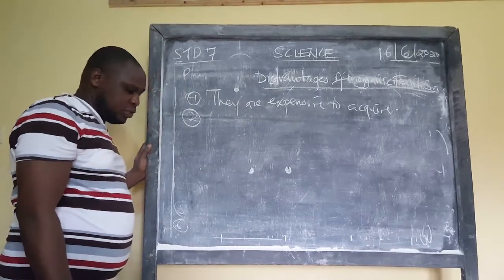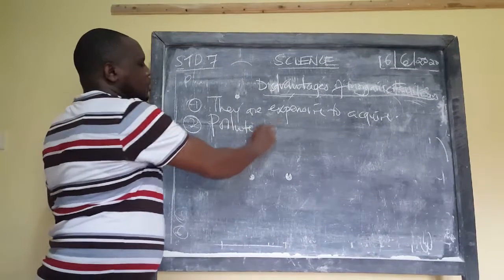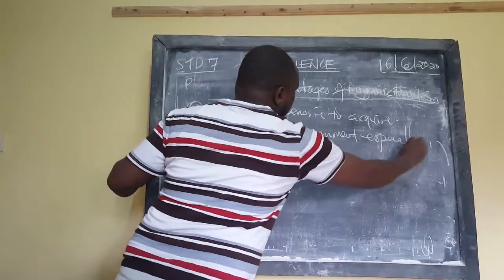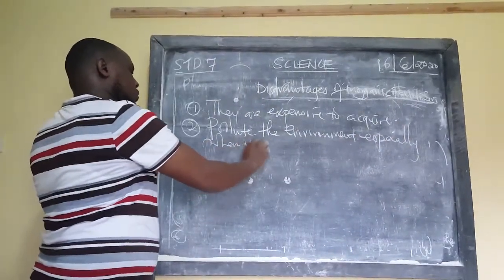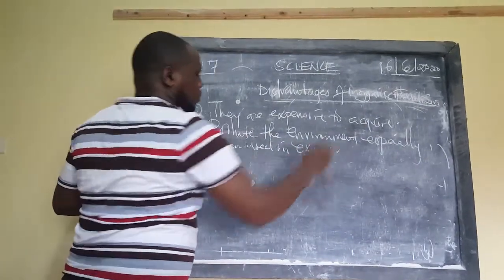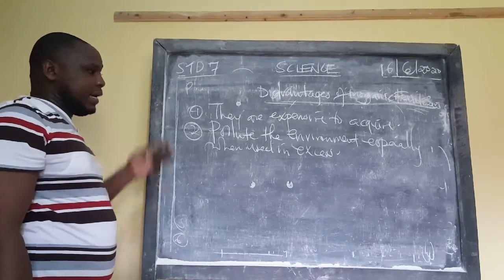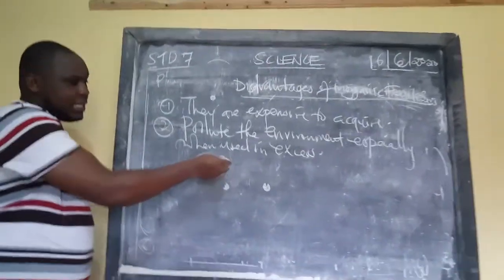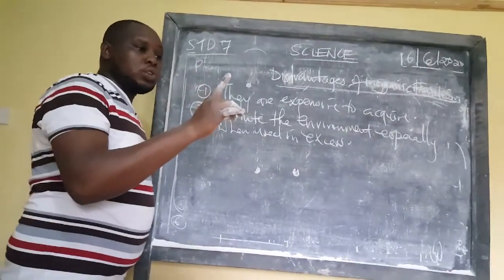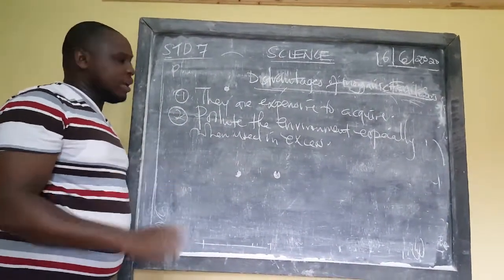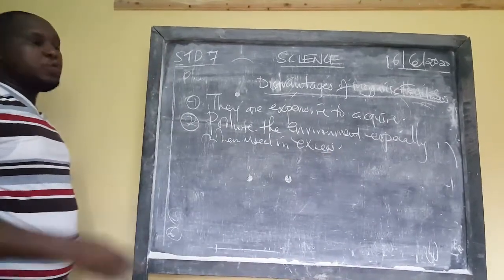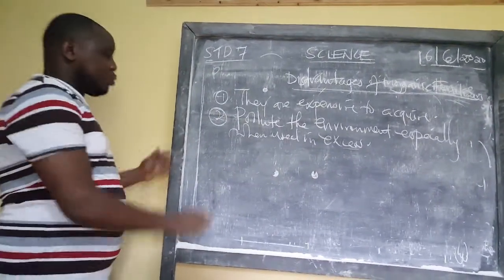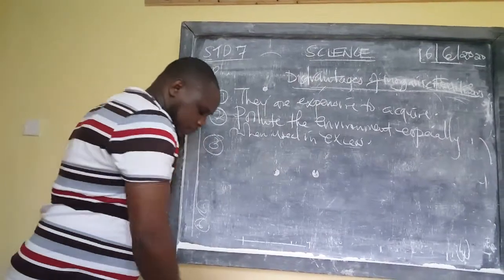They pollute the environment, especially when used in excess. What does that mean? If they are used in excess, they are left on the soil, and remember what we did when we were talking about water pollution, that excess fertilizers will be carried by rainwater into water sources, and so the water will be polluted because of the chemicals found in them. That is exactly what happens here. If you use in excess, the plant will use exactly what it needs, then leave the others on the soil. That will burn the soil. At the same time, it will be carried into water sources.